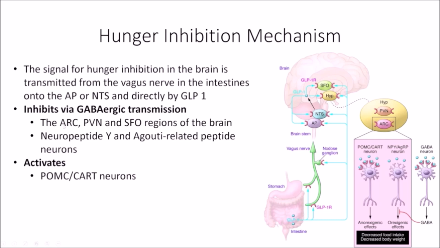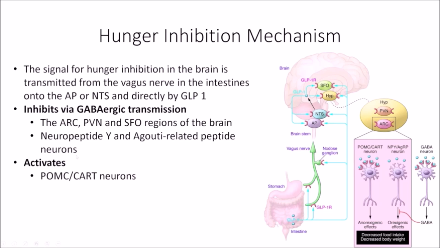Those particular brain regions you can see here, the ARC, PVN, and SFO regions. Those stand for the arcuate region of the hypothalamus, the paraventricular nucleus of the hypothalamus, and the subfornical organ of the forebrain. And these are all regions that are known as either orexigenic or anorexigenic, which you can see down here, which orexigenic just means that it promotes an appetite. So if it's anorexigenic, it means that it decreases your appetite. If it's orexigenic, it increases your appetite.